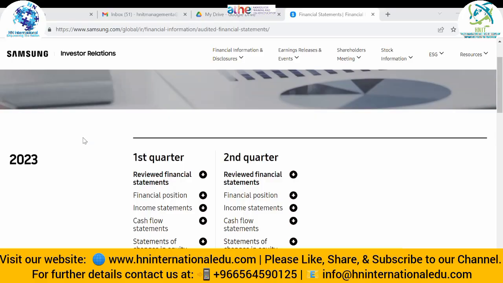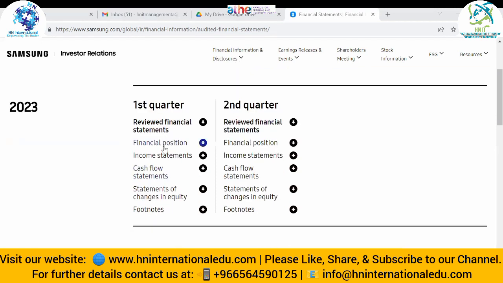I added a company, like I chose Samsung for my own calculations. And as you write the name of the MNC on Google or any website or Chrome, you can easily find the information related to the question according to the financial information and disclosures. Here you can easily see the financial position, income statement, statement of change in equity, which I haven't taught you. It is related to the owner's own equity, and the cash flow statement.